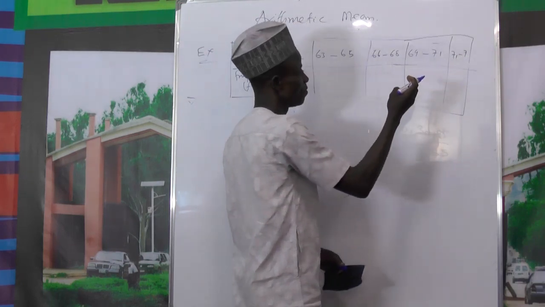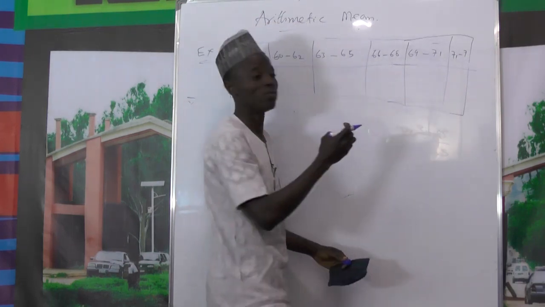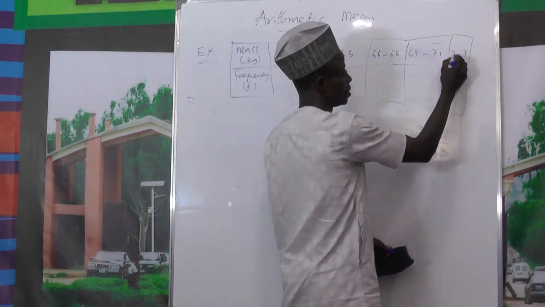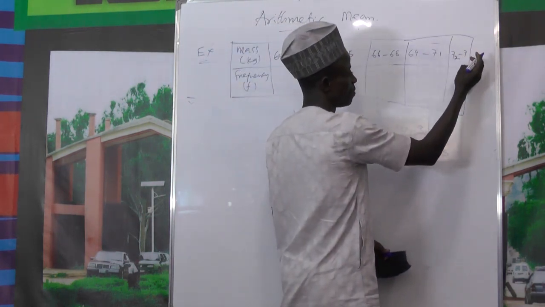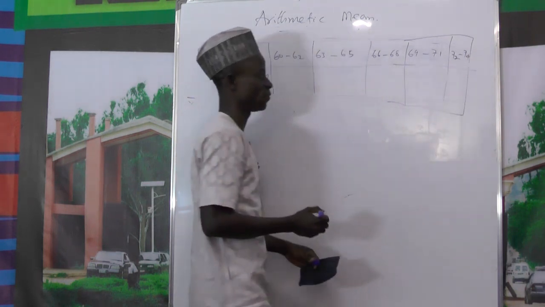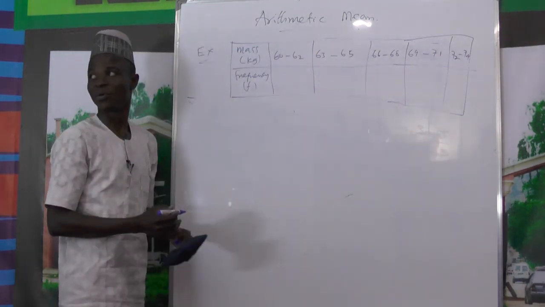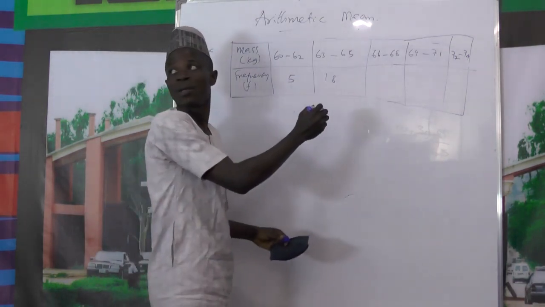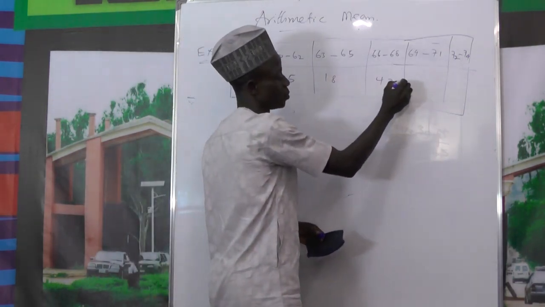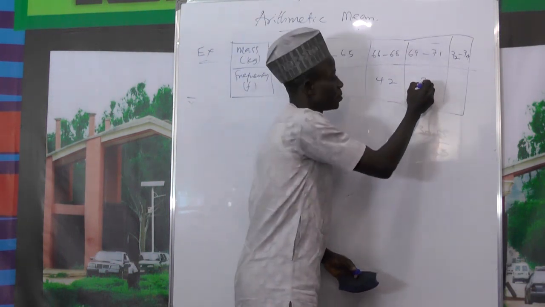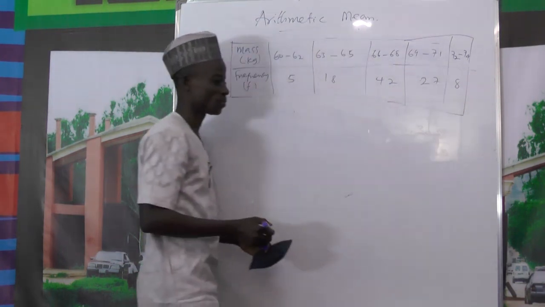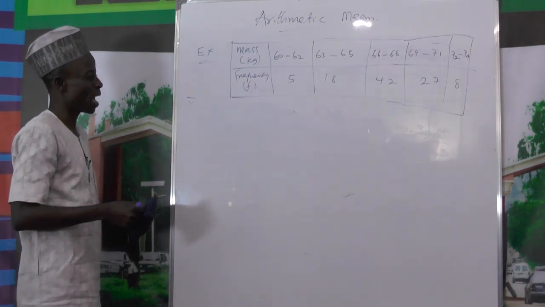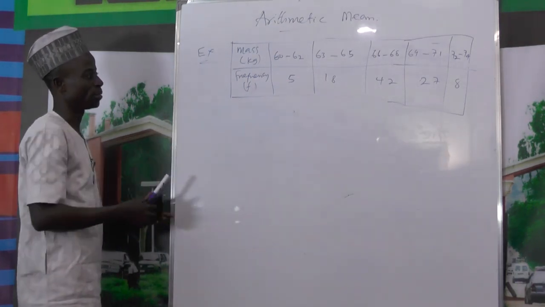69, 70, 71. Then 72 to 76. 72, 73, 74, 72 to 74. Then under the frequency we are having 5, 18, 42, 27 and 8. So we are asked to find the mean for this.